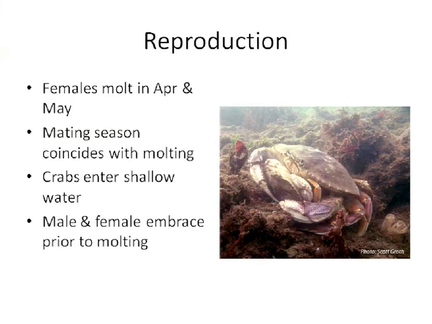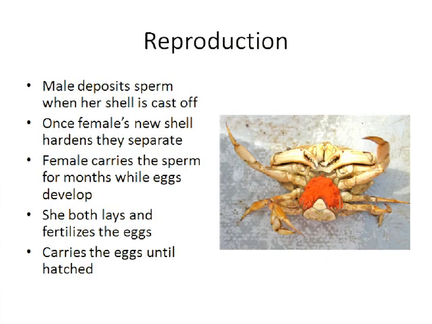Okay, so females molt mainly in April and May, and that coincides with the mating season. And during that time, both the female crabs and the male crabs enter the shallow water. And the females embrace prior to molting. And in their reproduction cycle, the males deposit sperm when her shell is cast off. And once the female's new shell hardens, then they separate. And the female carries the sperm for months while the eggs develop. She both lays and fertilizes the eggs, and then she carries the eggs until they hatch.